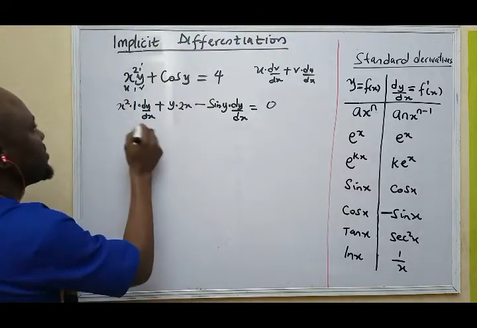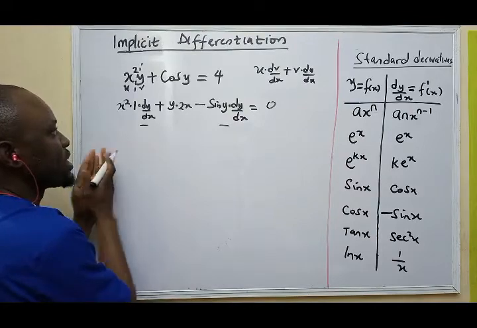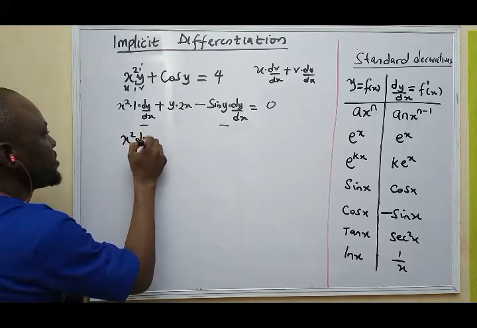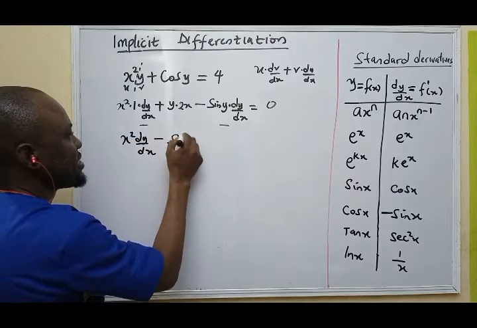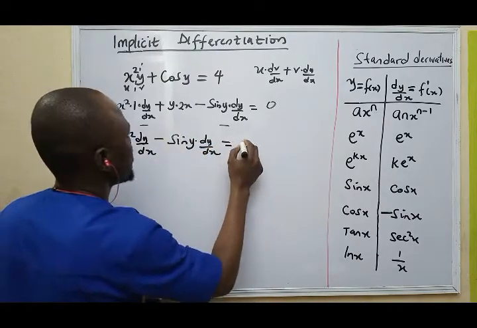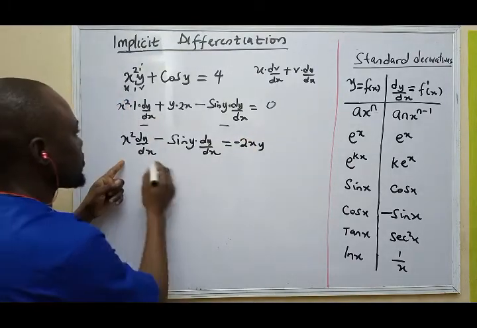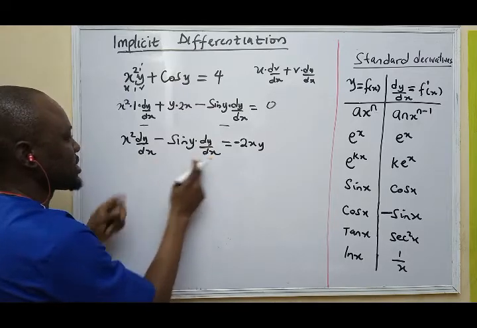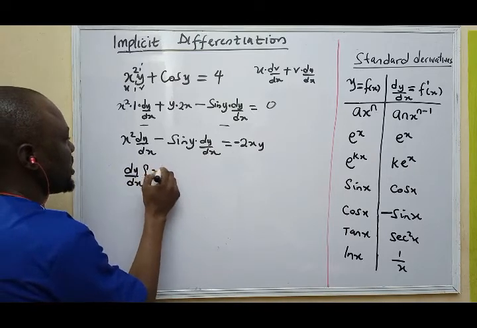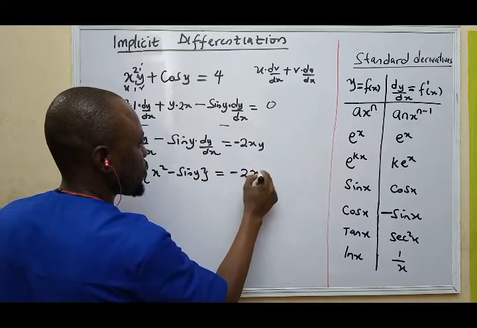Now I have this, I'm going to collect like terms. I'll express all the dy/dx on one side, and this will go to the other side of the equation. So I have x squared dy/dx minus sine y dot dy/dx equals, if I take this to the other side, negative 2xy, because this is plus. Therefore, I'm going to factor out dy/dx, which is my derivative. So dy/dx times (x squared minus sine y) equals minus 2xy.